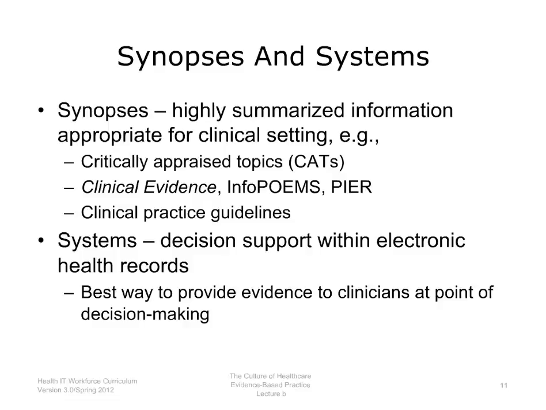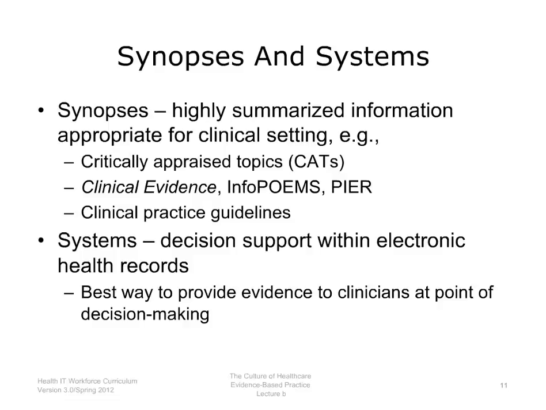Synopses are available in things like critically appraised topics, or CATs as they are sometimes called. There are publications such as the book Clinical Evidence. InfoPOEMs is another resource, as is PEER, which we will talk about when we discuss synopses in more detail. Clinical practice guidelines also fall into this synopses category.